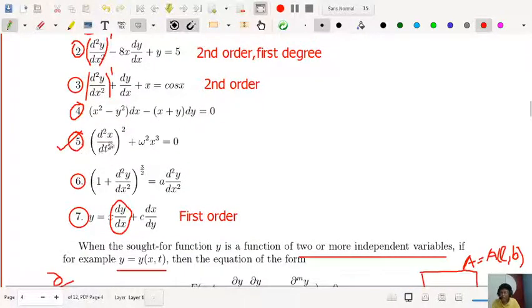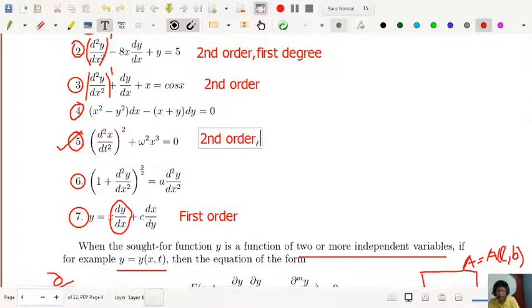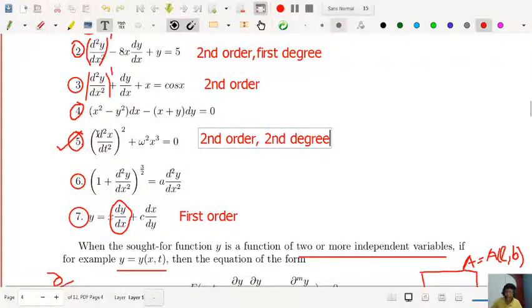And what about this one? This one, the power is 2. So this is your second order second degree differential equation.